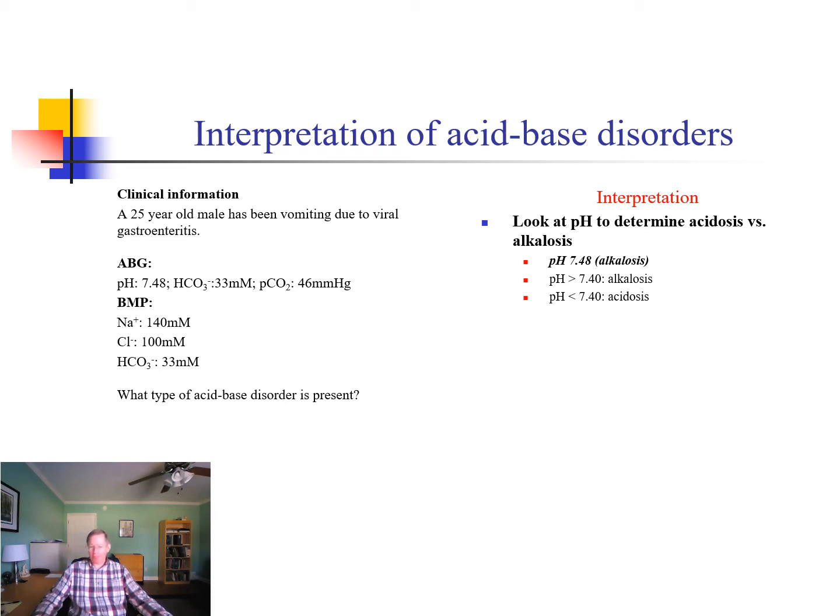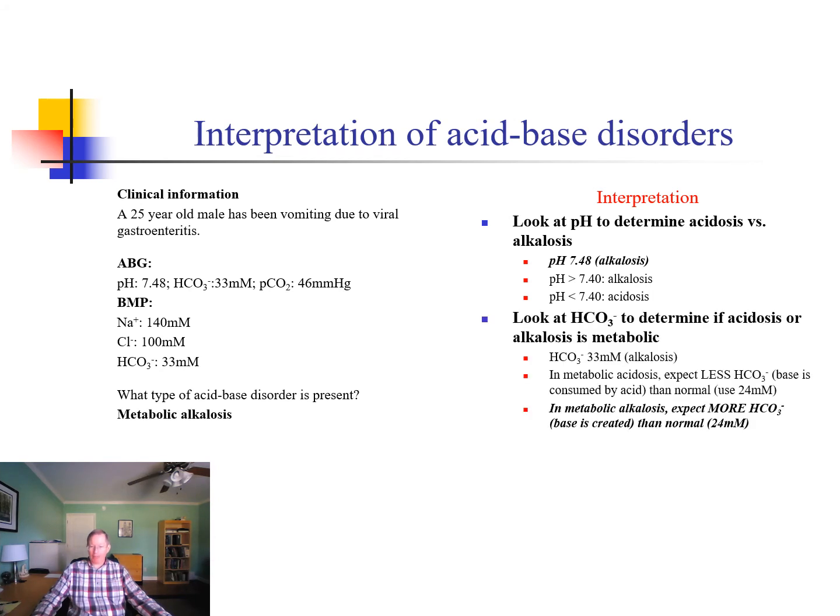So in this case, the pH is 7.48, we're alkalotic. Next thing, I look at the bicarbonate, and I want to look at the bicarbonate to determine if it's consistent with a metabolic acidosis or if it's more consistent with an alkalosis. So in this case, the bicarbonate is 33 millimolar. Now it should be 24, and if it were acidotic, I would expect that I would have less bicarbonate, which would be lower than 24. In fact, I don't. I have more bicarbonate, which is consistent with a metabolic alkalosis.